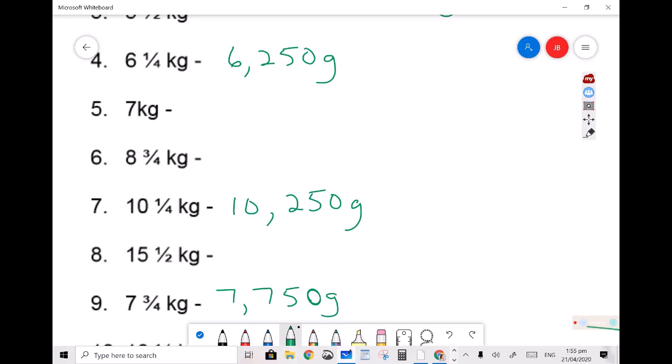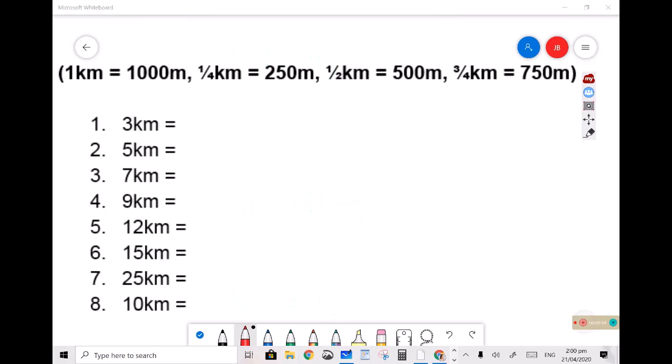So in terms of kilograms, if you get a question with kilograms and grams, you convert it down to grams. This is the purpose of doing this exercise, so that you would be able to practice converting from kilograms to grams. So that was weights, and now we're going to look at distance. For our second set of conversions, we are dealing with distance.